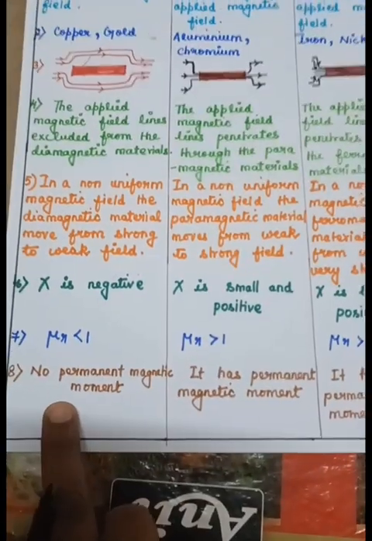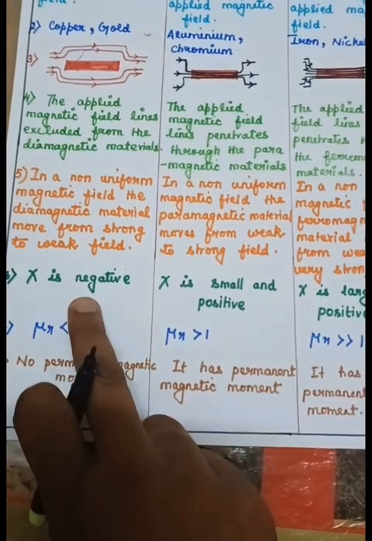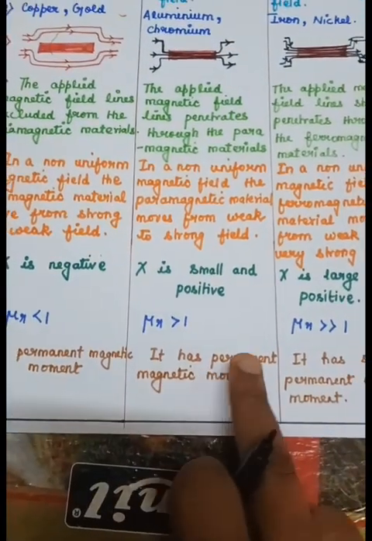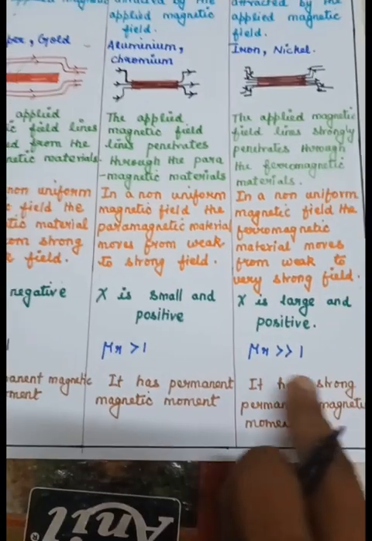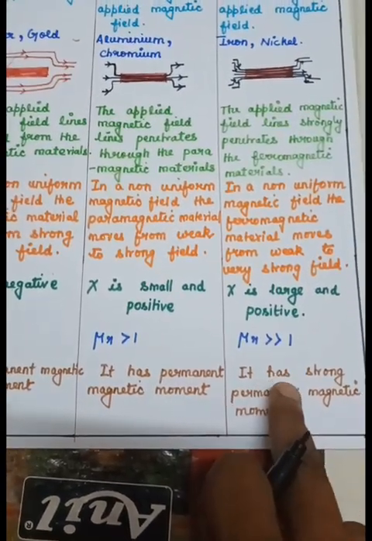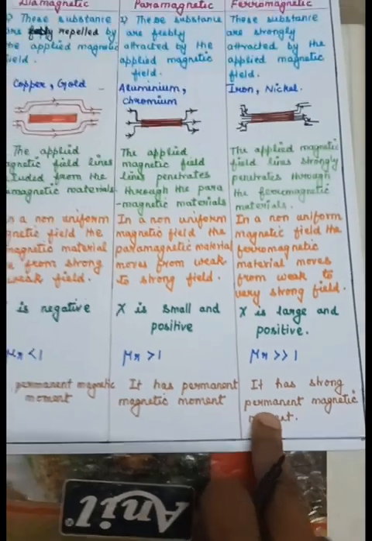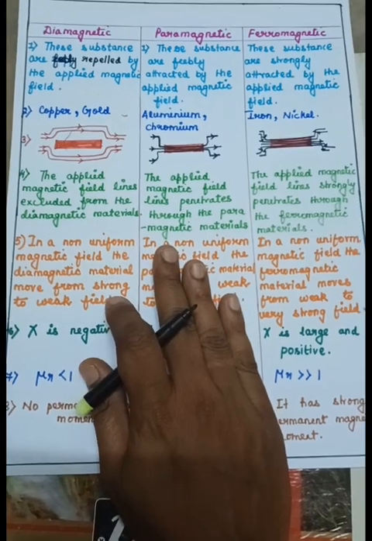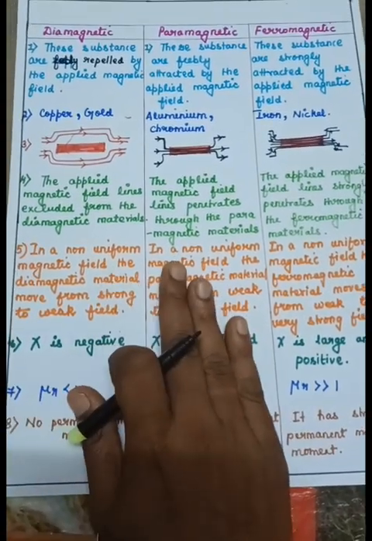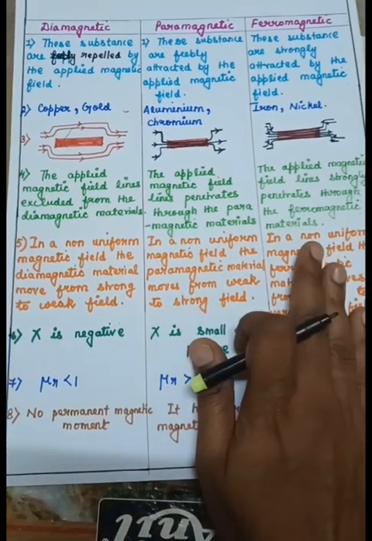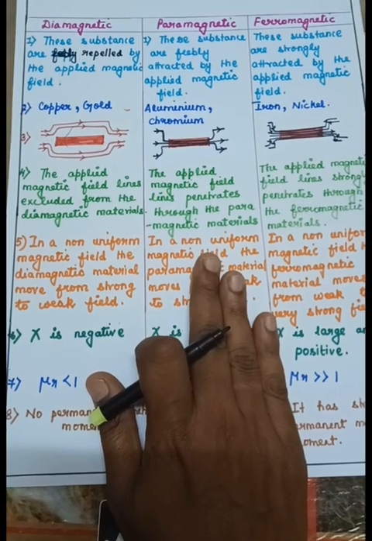The last point is that there is no permanent magnetic moment for diamagnetic, there is a permanent magnetic moment for paramagnetic material, and ferromagnetic material has a very strong permanent magnetic moment. So this is a very important question in chapter 5. You should know the difference between dia, para and ferro. So try to understand this question. It's a very good question.